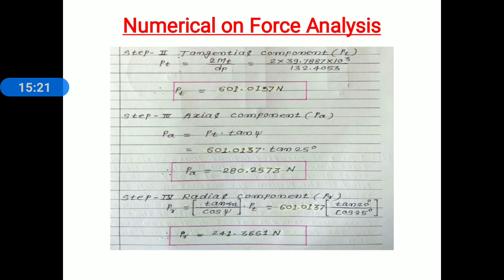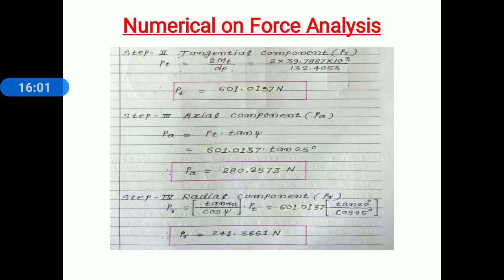Now everyone knowing how to find out the tangential component, that PT is equal to 2 times torque divided by pitch circle diameter of pinion. Pinion is weaker, that's why we use the parameter of pinion here. If the gear is weaker, we use the parameter of gear, that is d suffix g. Okay, remember this. Tangential component PT is equal to 2 into m suffix t divided by pitch circle diameter of pinion. Now we know the torque and the pitch circle diameter, substitute the values in that relation, and we get a tangential component PT is equal to 601.0137 Newton.